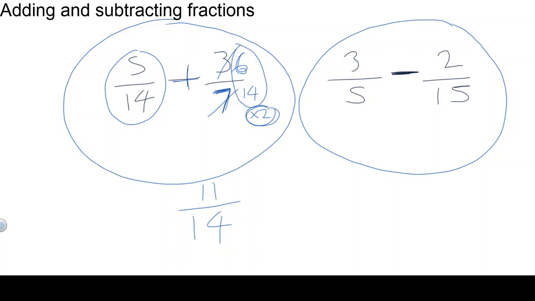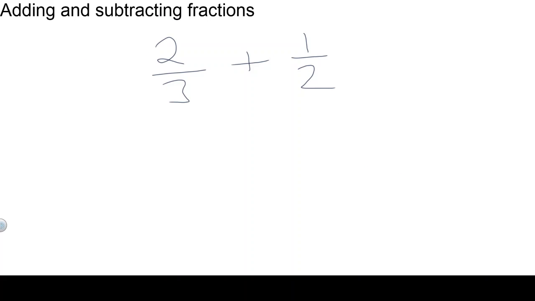The denominators are different, but I know this 5 over here can be made into a 15. We can times by 3. 5 times 3 gives me 15. Cross out the 5. 5 times 3 is 15. Multiply the top by 3 as well. So 3 times 3 is 9. Now you can see the denominators are identical. So copy the denominator. And all you're going to do now is 9 take away 2. That gives you 7.